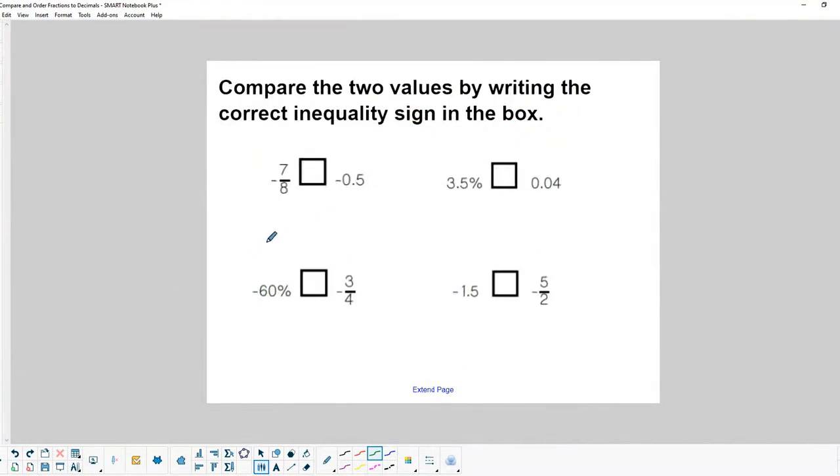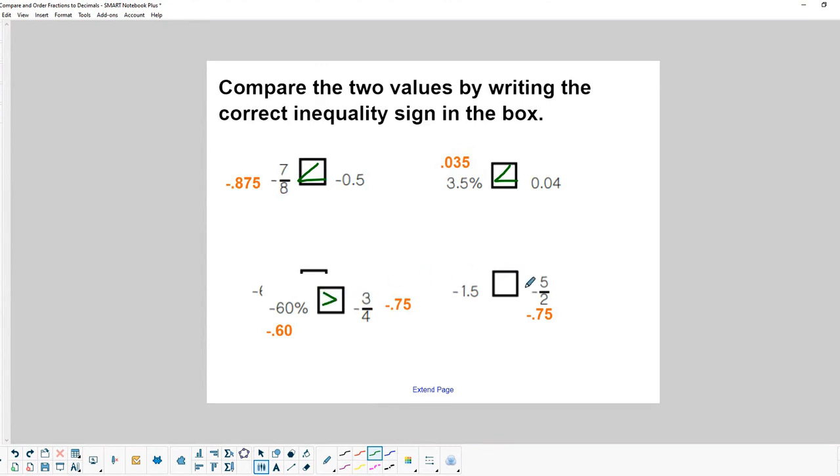All right, so let's compare these two values. So we're going to follow our rules. We're going to convert all of the numbers into a decimal. And now, by looking at them, we can see that negative 0.875, because it's a bigger negative, is less than negative 0.5. Then 0.035 is less than 0.04 by a little bit. Negative 0.60 is actually greater than negative 0.75.